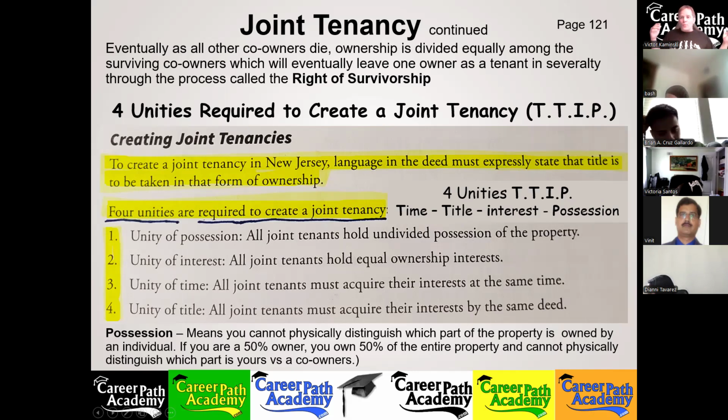What is the only purpose of having joint tenancy? What is the only benefit to having joint tenancy? And you guys would answer what on exam? Right of survivorship. And if I were to ask you what the right of survivorship is, just so that you could educate me, what would you tell me?